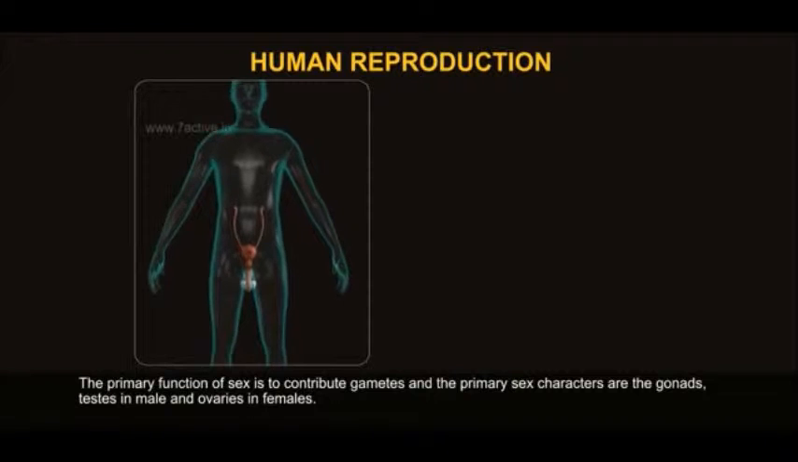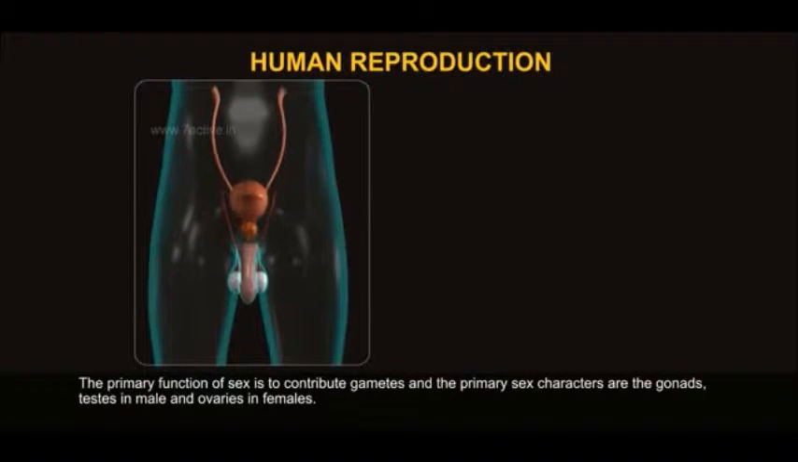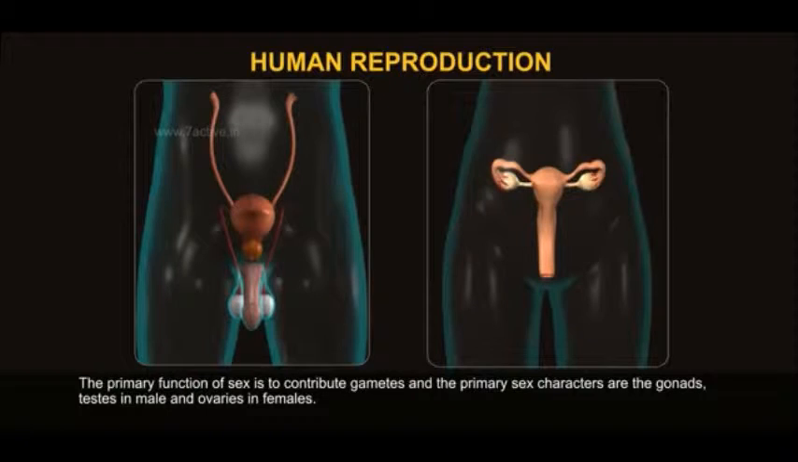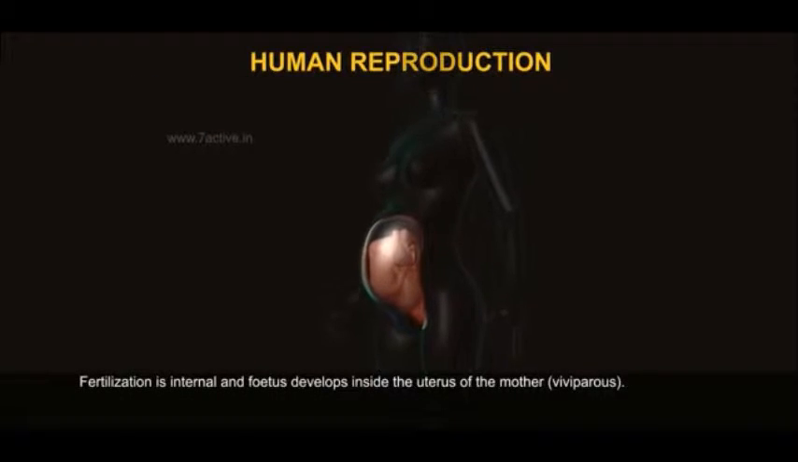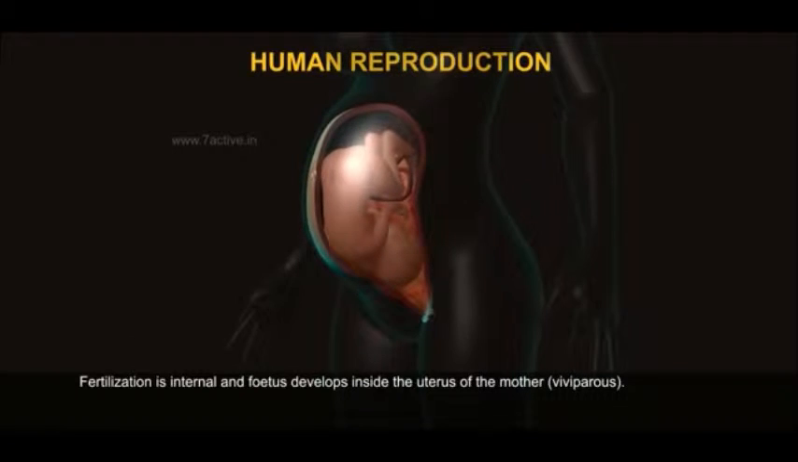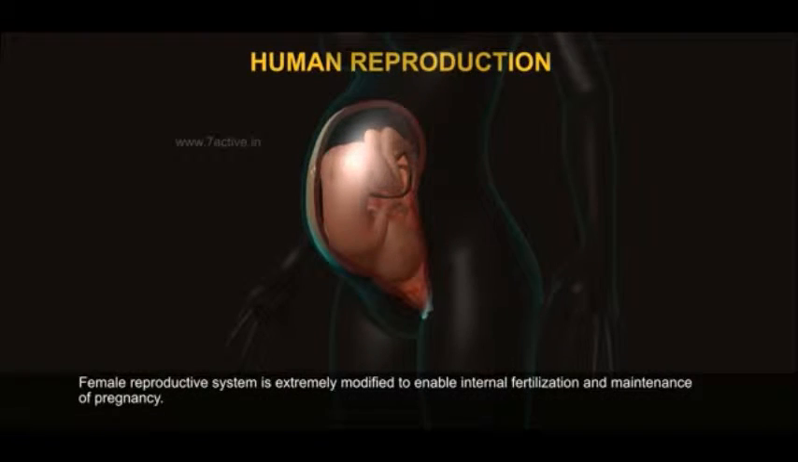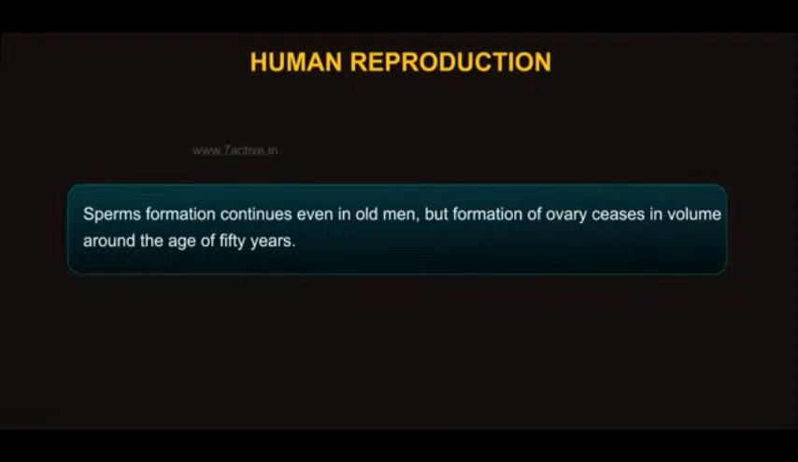The primary function of sex is to contribute gametes, and the primary sex characters are the gonads: testes in males and ovaries in females. Fertilization is internal and the fetus develops inside the uterus of the mother, viviparous. The female reproductive system is extremely modified to enable internal fertilization and maintenance of pregnancy. Sperm formation continues even in old men, but formation of ova ceases in women around the age of 50 years.